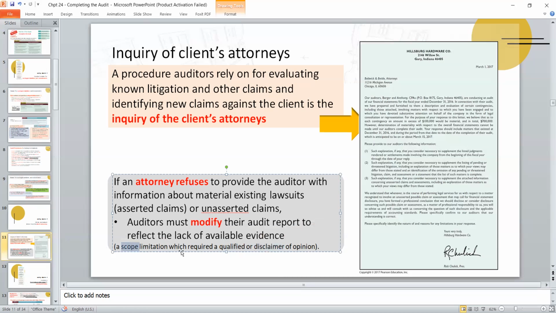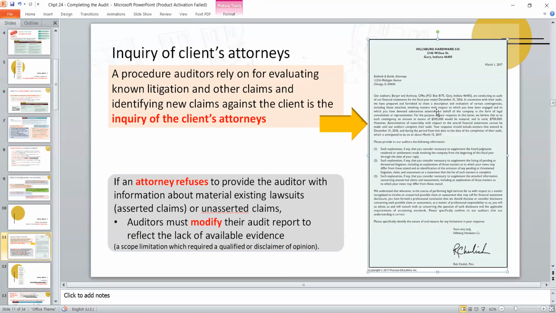So this is the client's attorneys. You just need to send this letter to the attorneys, and you get to know the known litigation, especially the amount, because the amount will be disclosed, or maybe adjusted in the financial statement. Is there any question about the client's attorney?